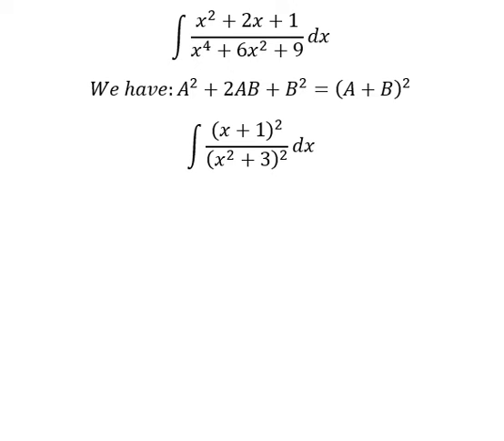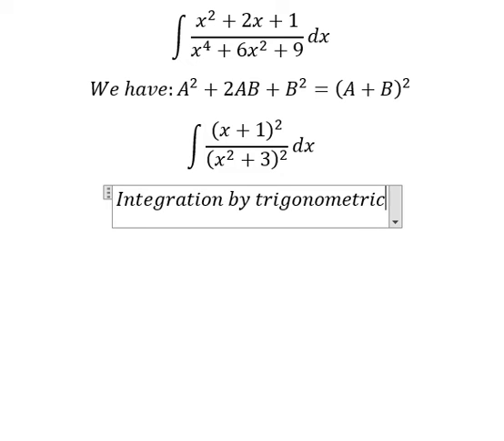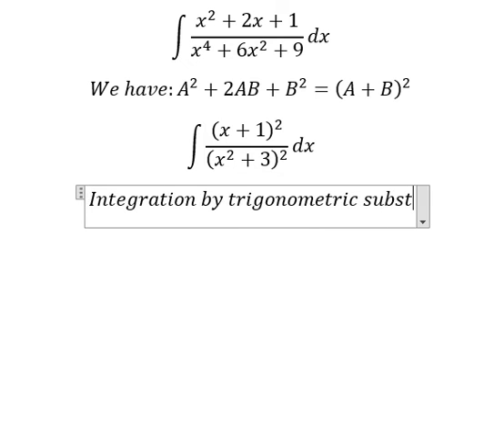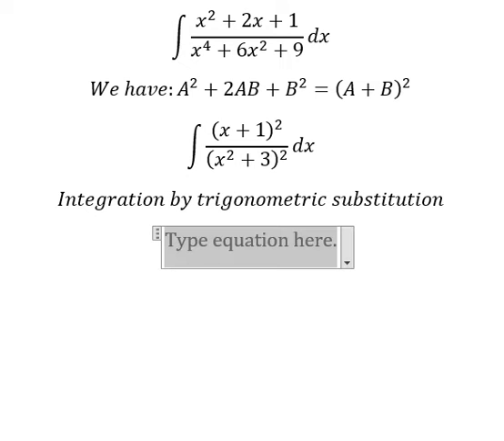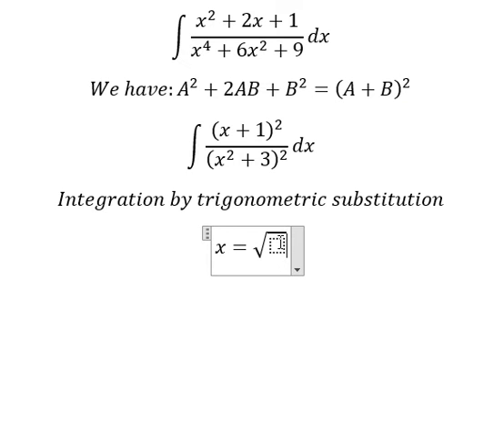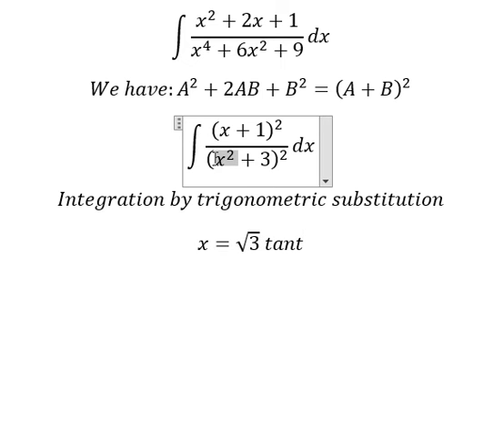Next, we can use integration by trigonometric substitution. So I will put s equals the square root of 3 tan t, because if I put this one in here, we have 3 tan t squared plus 3.